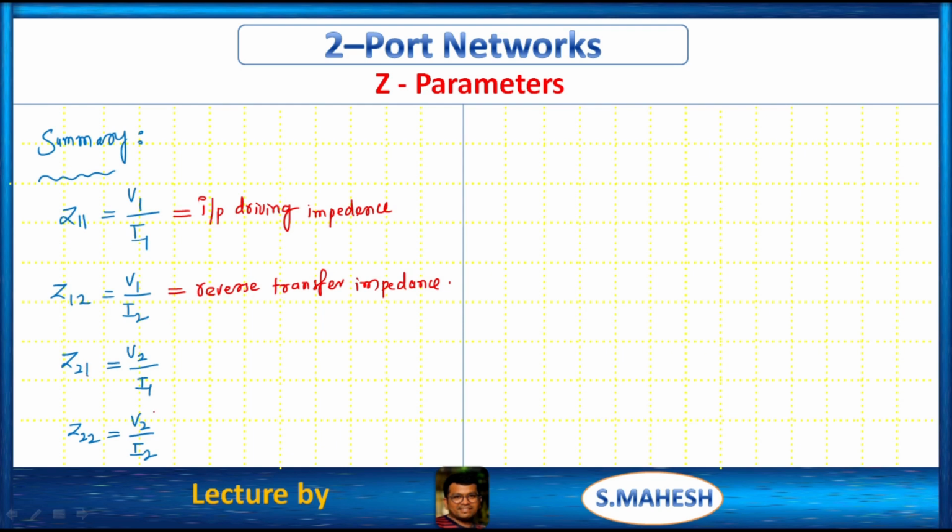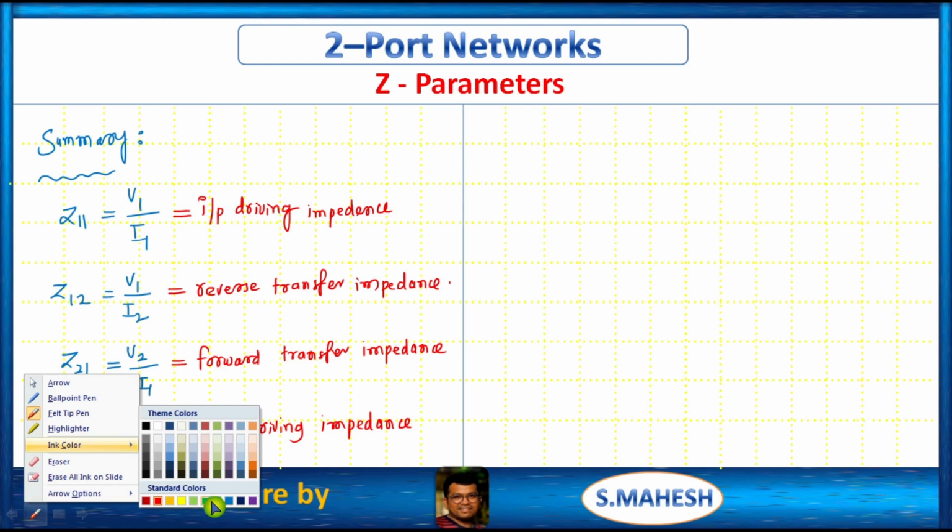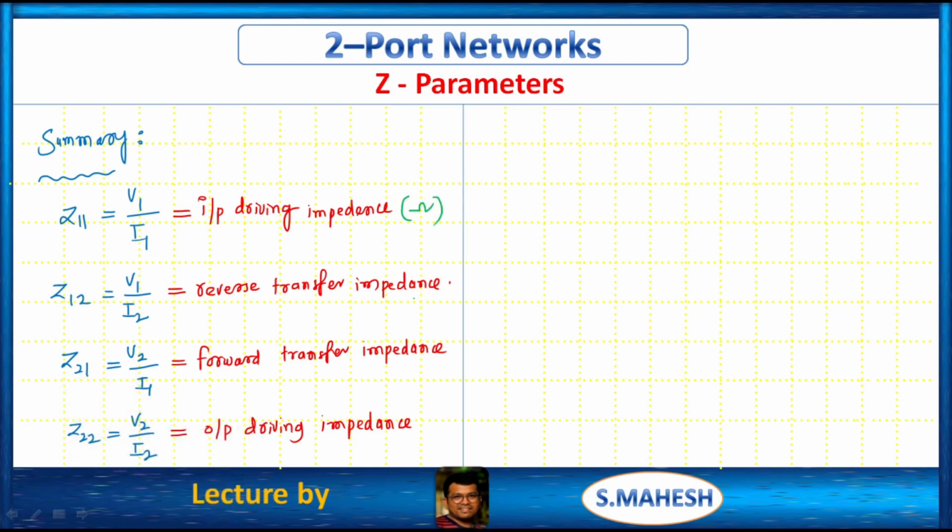From this, Z21 is V2 by I1. This is also a transfer impedance, but the current is the input current, that is forward transfer impedance. Coming to Z22, this is output driving impedance. Why is it output only? Because it is output voltage by output current. Like that, Z11 is input voltage by input current, that's why input driving impedance. What are the units? Ohms only, right? Ohms, that's it.